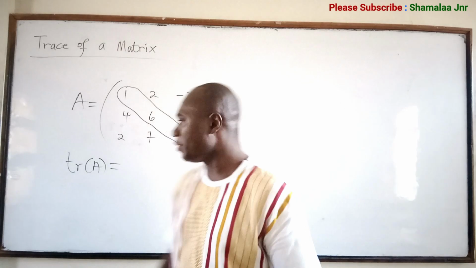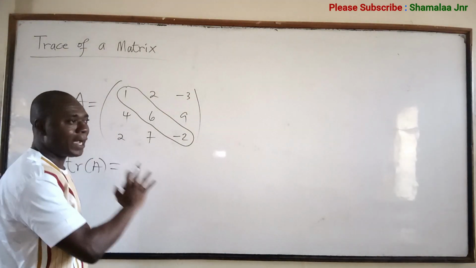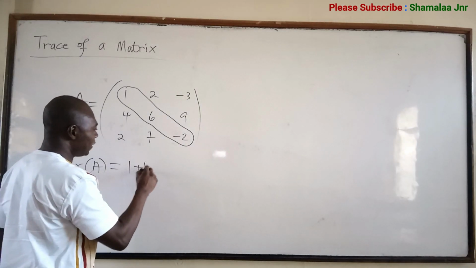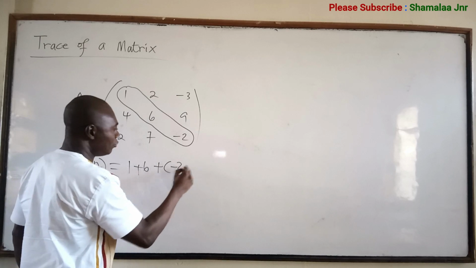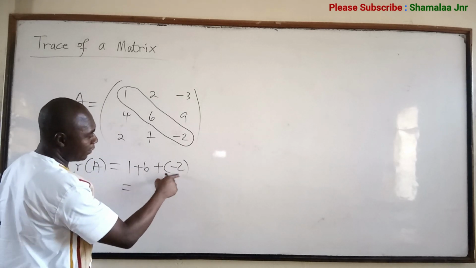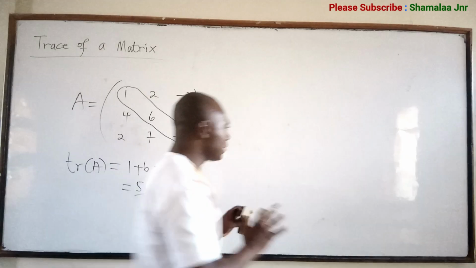Now, when you identify those elements, to find the trace, all you have to do is add them. So the trace of this matrix will be 1 plus 6 plus negative 2. And 1 plus 6 is 7, minus 2, and this will be 5. So the trace of this matrix is 5.